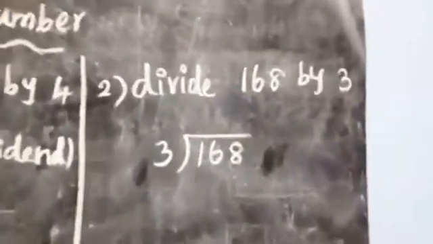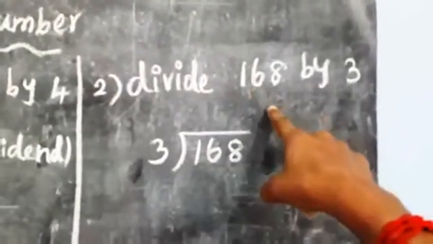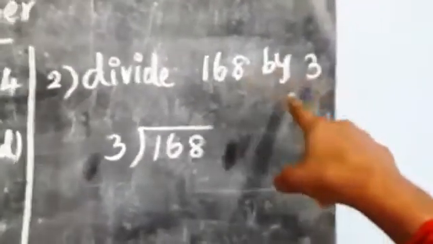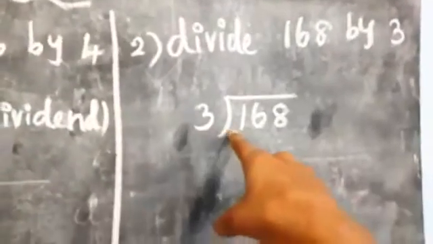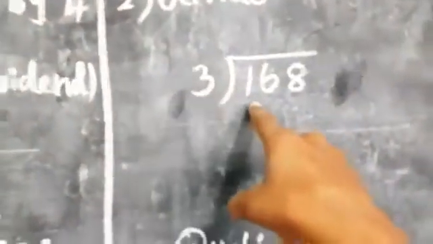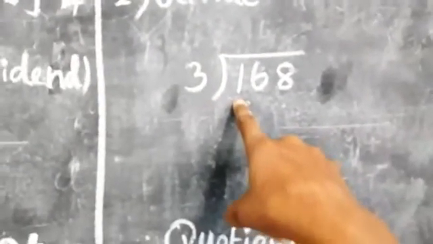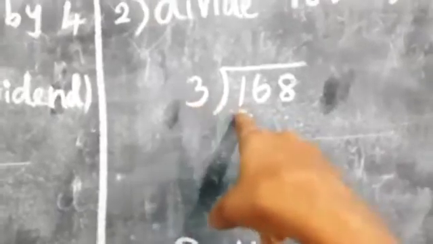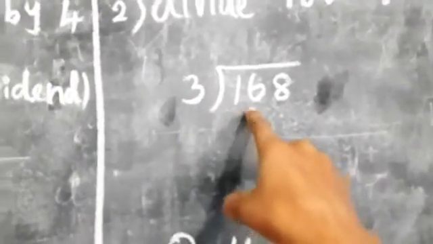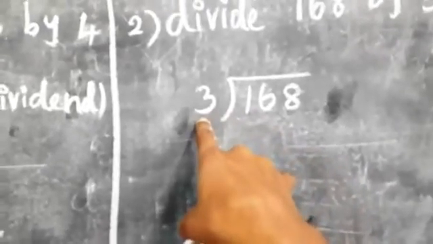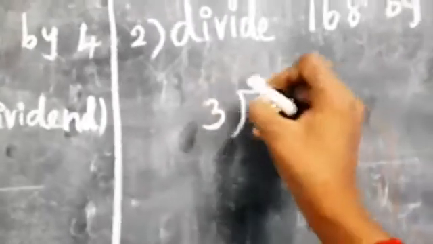Now look at the second sum. Divide 168 by 3. First you divide by the 3. Here take 1 number. Here 1, we cannot subtract, because 3 is bigger and 1 is smaller. So you take 2 numbers: 16. How many times does 3 go into 16? Yes, 5 3s are 15.